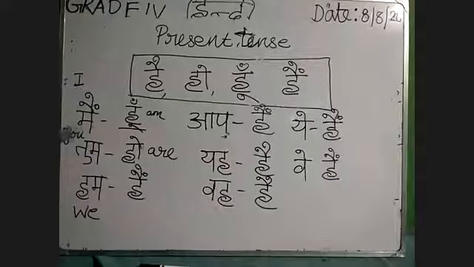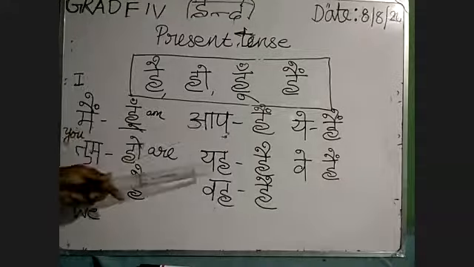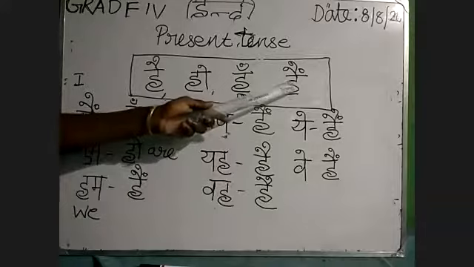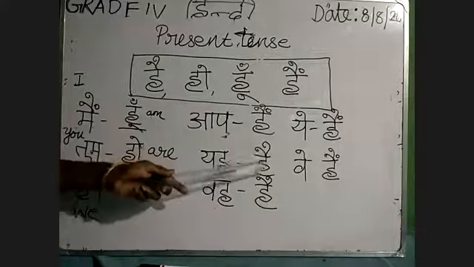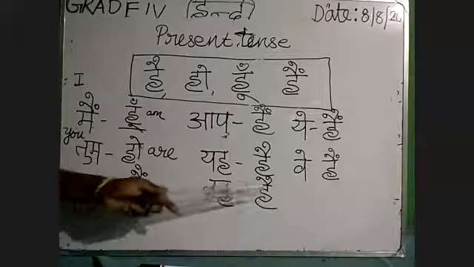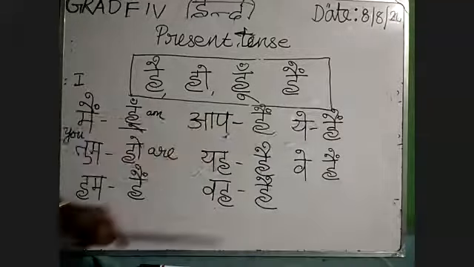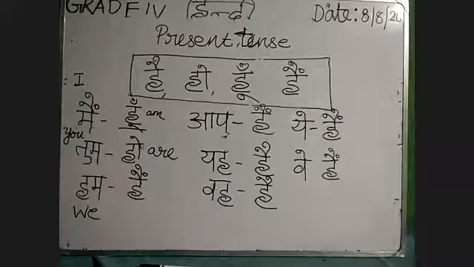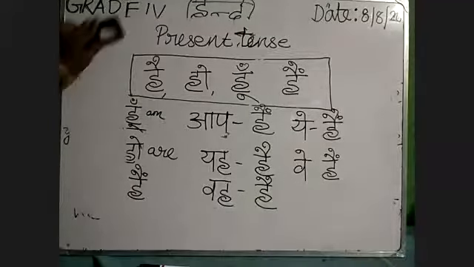Once again, I am telling you: main hoon, tum ho, hum hain, aap hain, yah hai. Hai means is. So is will come only for third person singular. Vah hai. Ye hain. Ve hain. I think this is clear. So in the exam all should write correctly. Main comes, it ends with hoon. This is applicable only for present tense.